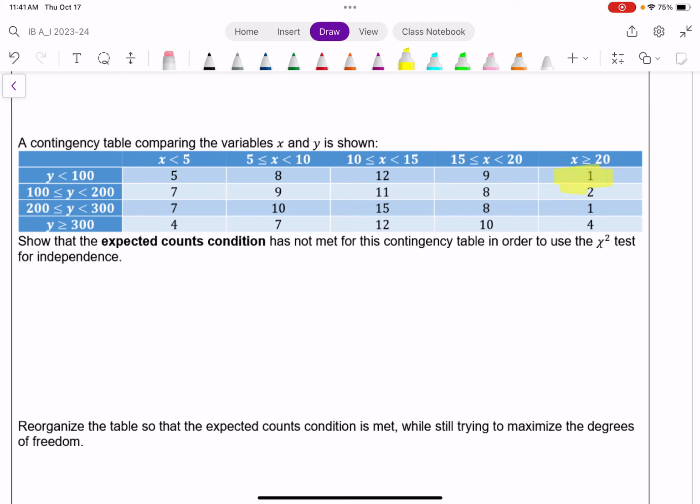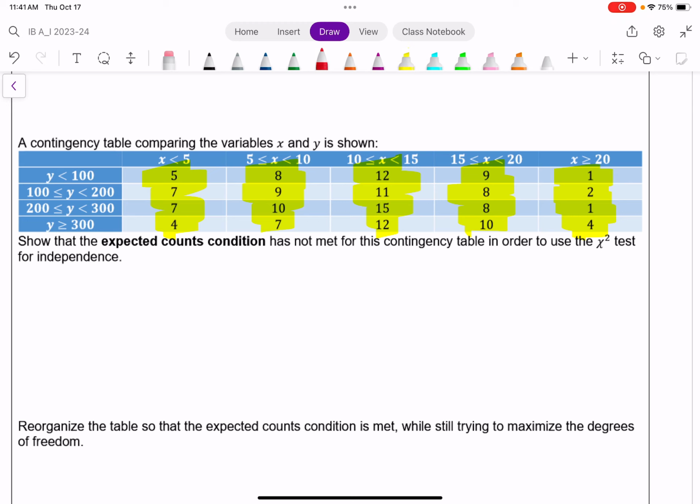You may look right here and go, well, these numbers are less than 5, and so is this. Well, those are less than 5. These are not the expected counts. These are the actual values. So before we can be sure about how we want to adjust things, we need to put all this data into our GDC and find the expected values.